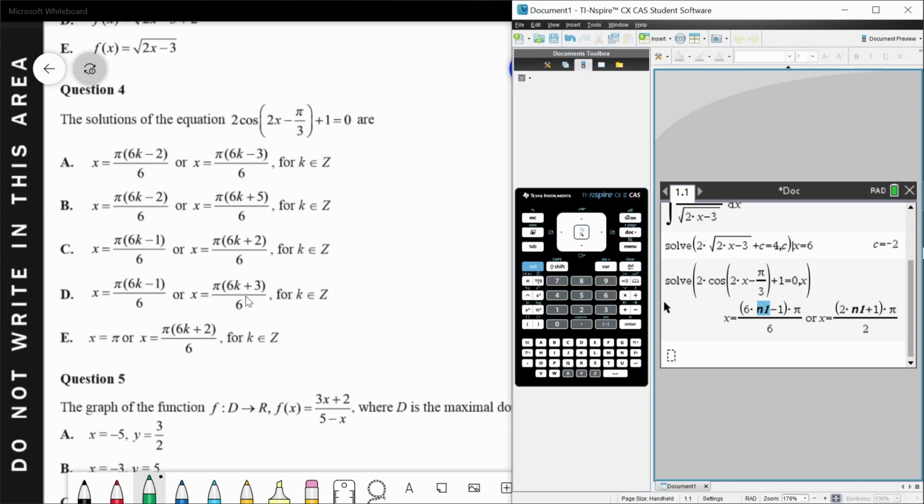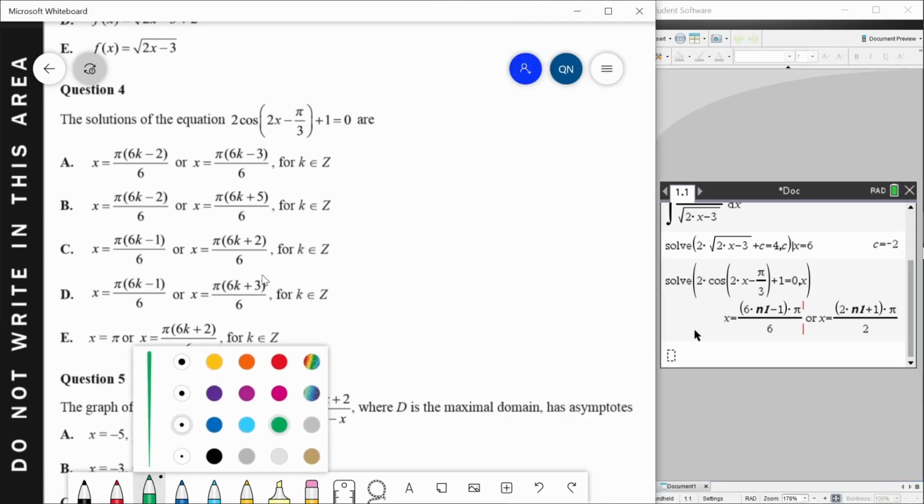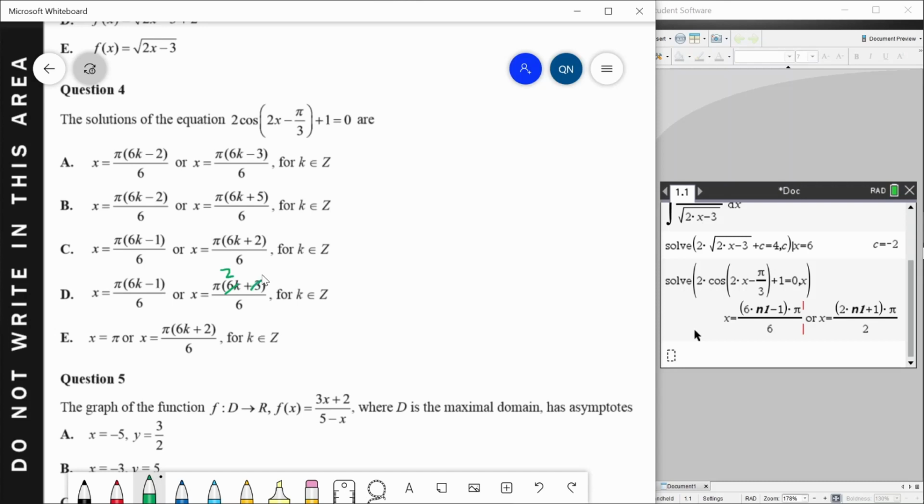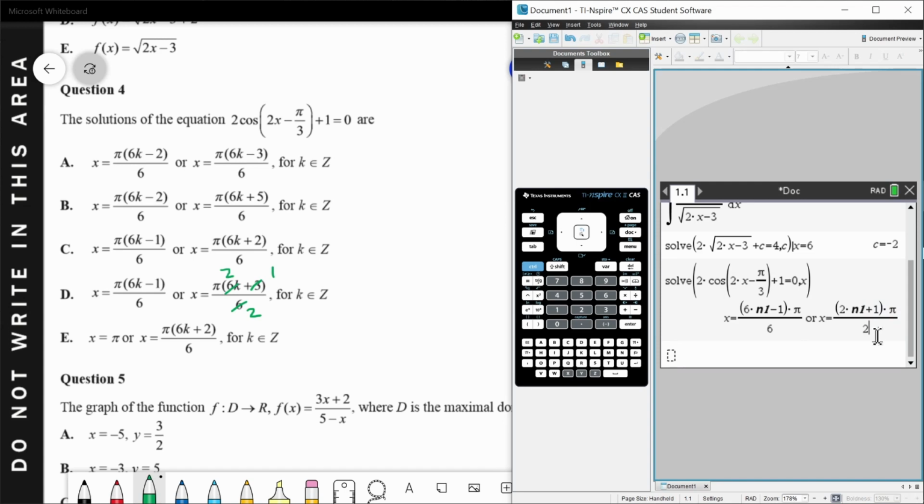So it's either C or D, but I think we have to go for D here, because if you take a look at that second part, if you cancel the 2s out a little bit, this is going to be 2, this is going to be a 1. So 2 times an integer plus 1, and then this is divided by 2 here. That's exactly what we have in this second part of the output. So therefore, it should be D.